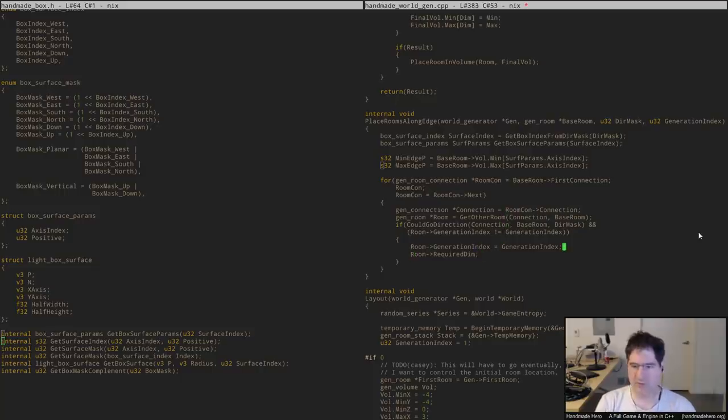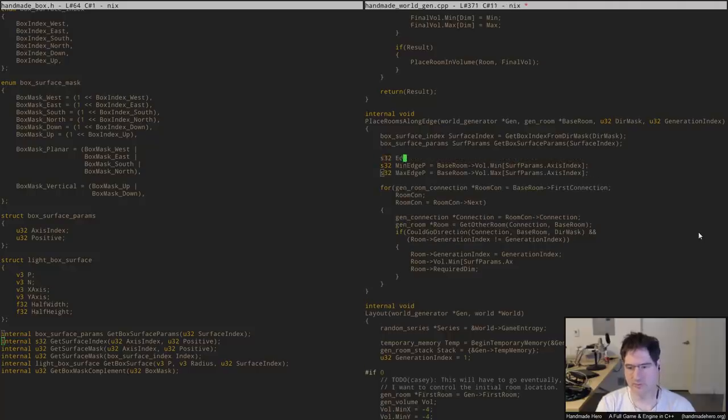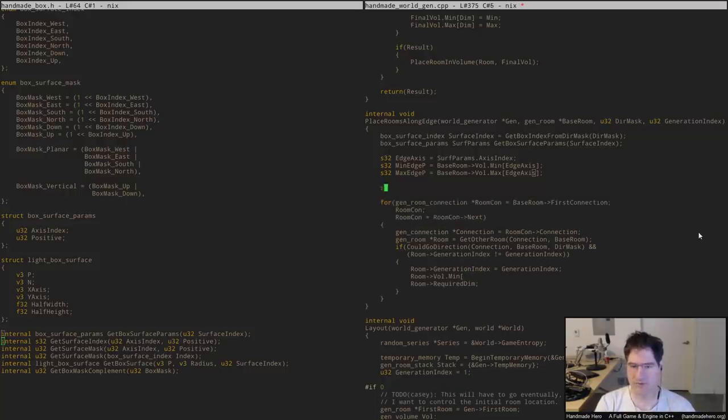What I need to do is take the room and put its volume for that axis index. And I'll just grab that out into an easier to talk about thing. So I grab out which axis I'm talking about, that is the edge, that's the placement edge. Then as I go through each individual room, I'm going to say for this volume, I want to place the minimum at wherever I'm currently residing.